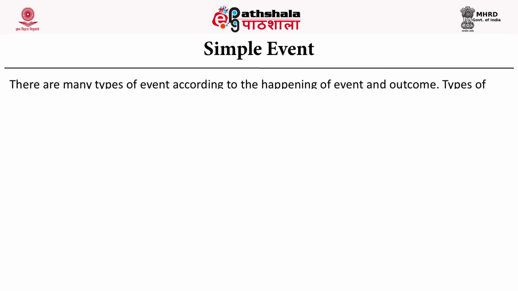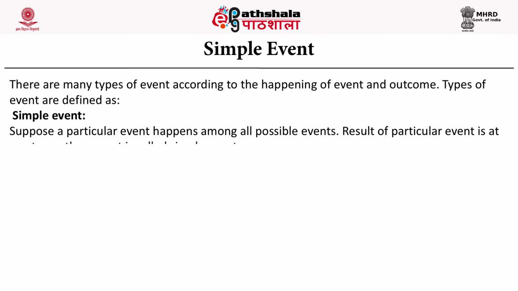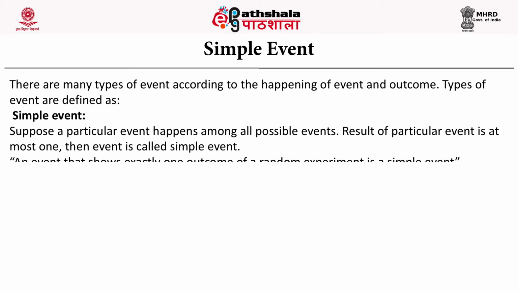So what is a simple event? There are many types of events according to the happening of the event and outcomes. Types of events are defined, starting with the simple event. Suppose a particular event happens among all possible events, and the result of the particular event is at most one, then the event is called a simple event. An event that shows exactly one outcome of an experiment is a simple event.